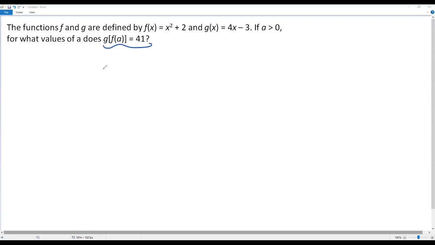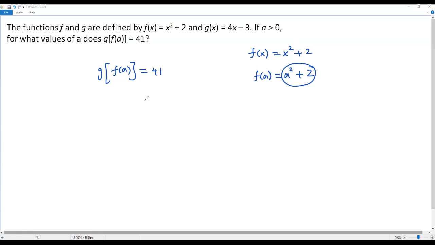Now let me consider g of f of a equals 41. In this equation, I have to solve for a. For that, we need the expression equal to f of a. To get it, I have to consider the function f of x equals x squared plus 2 and plug in a for x. On the right side also I plug in a for x, and I get f of a equals a squared plus 2.